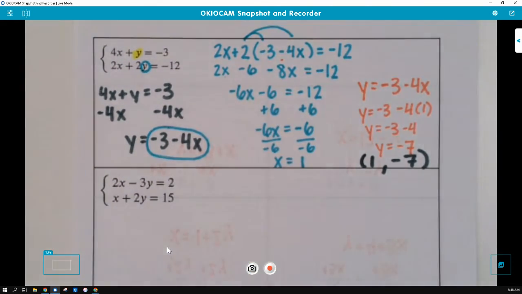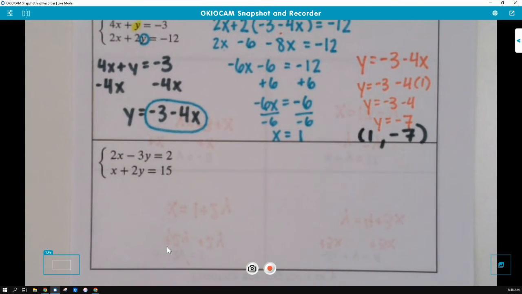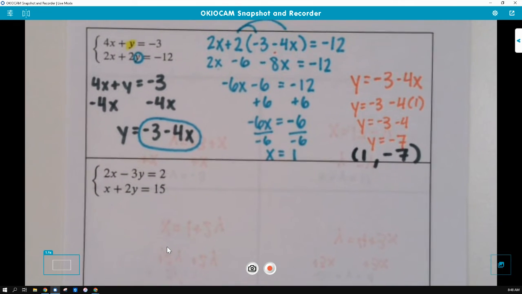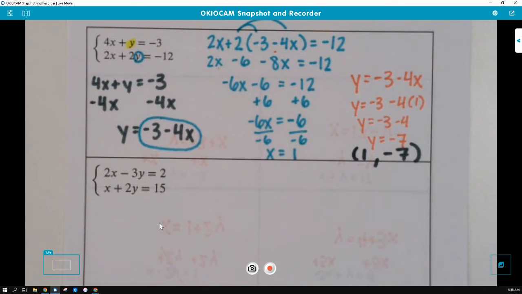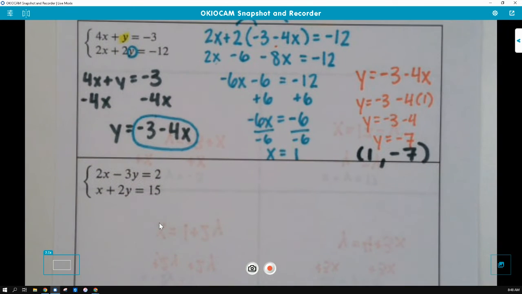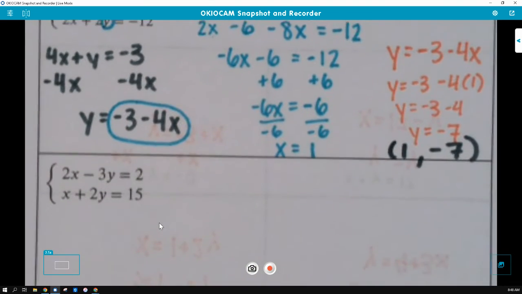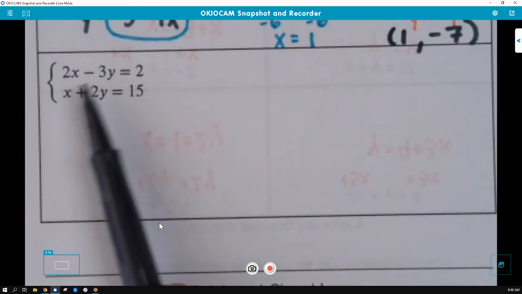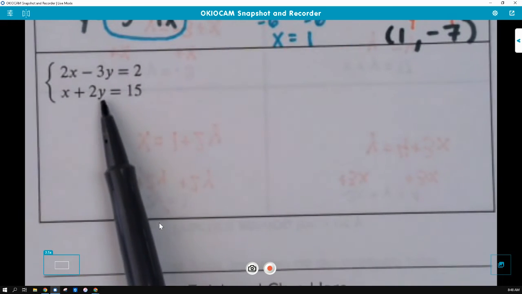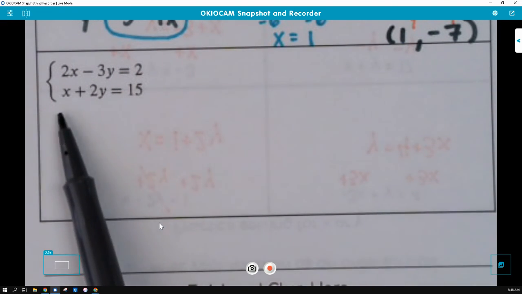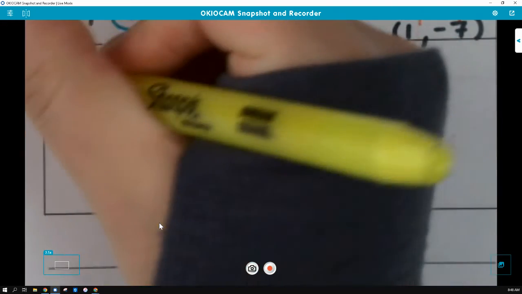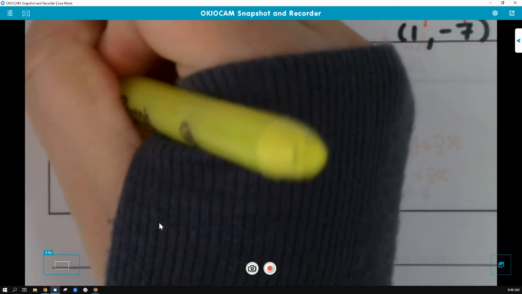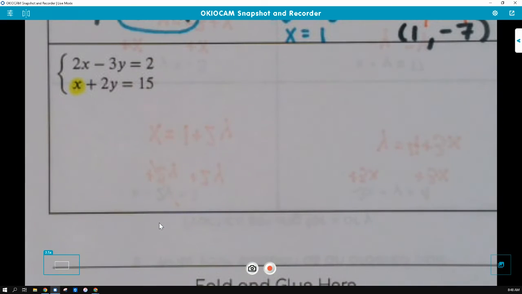Okay, we've got one more problem we're going to do today, and then you guys will have the rest of class today to work on assignments. So last one we're going to do today, we've got 2x minus 3y equals 2, and x plus 2y equals 15. So for this one, looking through, 2x, negative 3y, x, 2y. The one that's closest to being by itself is this x right here. So that's what I'm going to solve for.